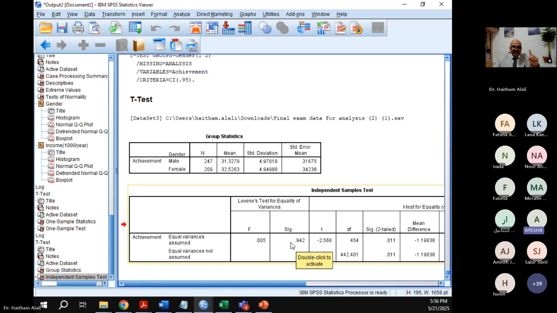If significant, second row. Why? Because if this one is significant, that means it's not homogeneous, not homogeneous means not equal. Here, you see, not equal. This is the row for not equal variances. Okay, guys?